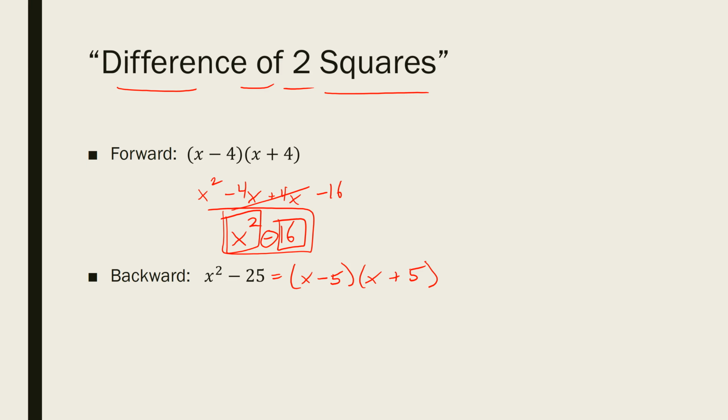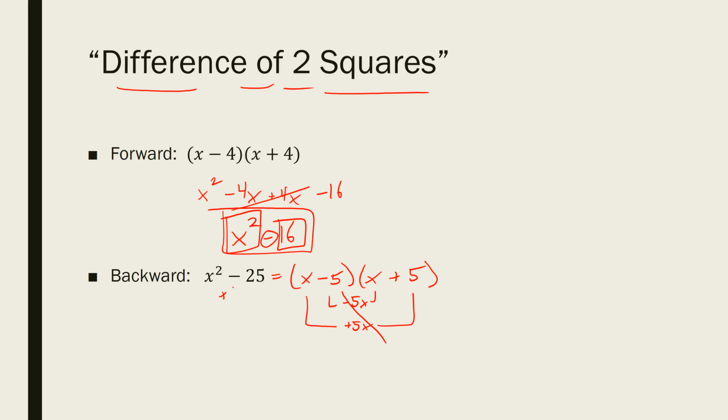The reason this works is because x times x is x squared. Negative 5 times 5 is negative 25. And the middle two terms, negative 5x and plus 5x, cancel. So I'm left with just x squared minus 25. If you are uncomfortable with this pattern, get comfortable with it. Nevertheless, I'll show you this other tricky way of thinking about it.